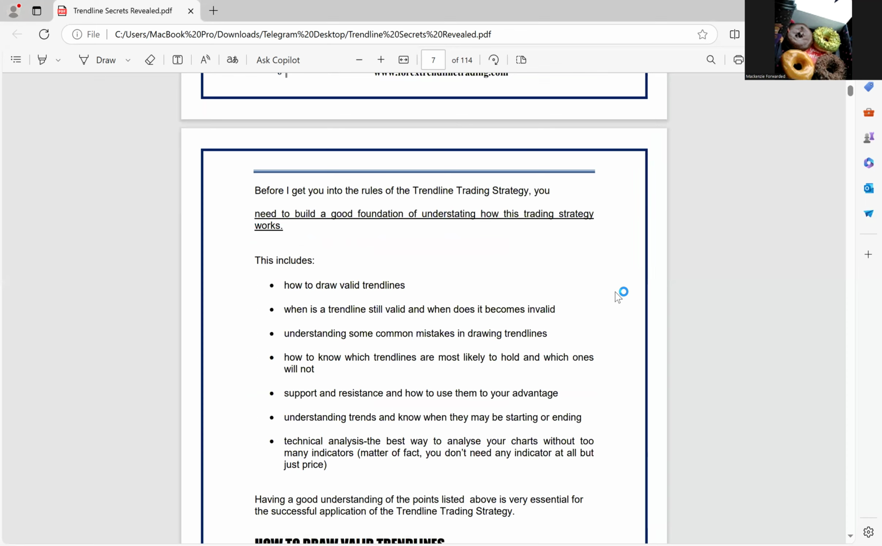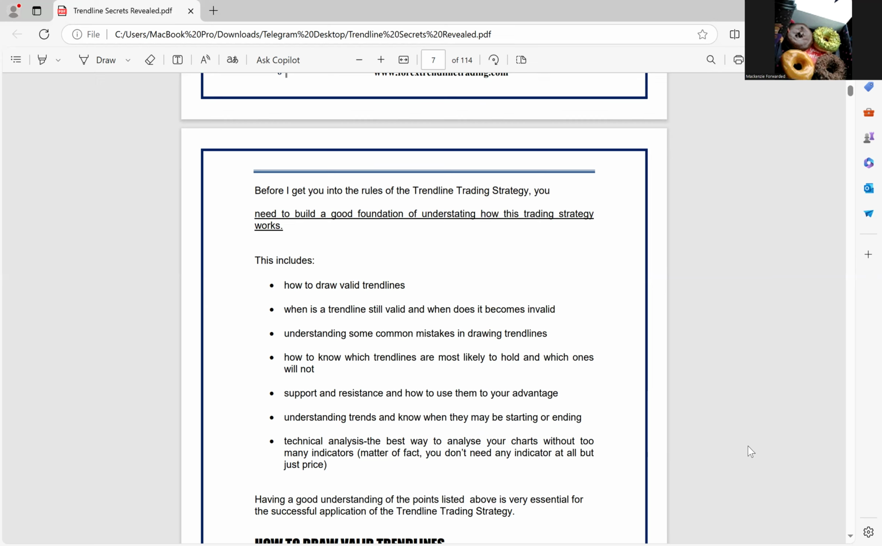Now let's do revision. It says here that before you get into the rules of trendline trading strategy, you need to build a good foundation of understanding how this trading strategy works. Number one says this includes how to draw a valid trend line. So I believe I talked about that. We'll see. I'm still going to read about it in the PDF.